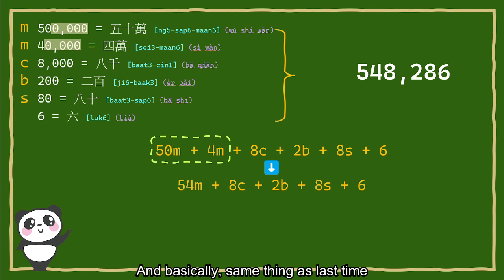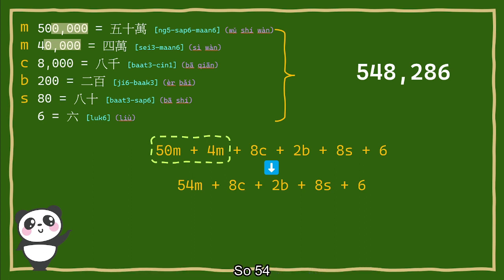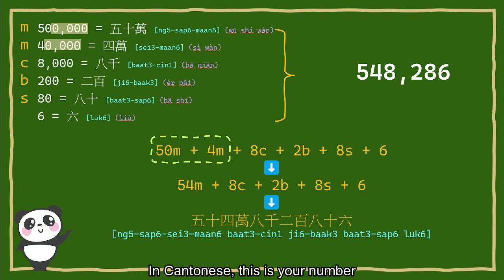And basically same thing as last time. You say this number as it is, plus the variables. So 54. The way you say 54 is, as such. In Cantonese, this is your number. 54 man, 54m.